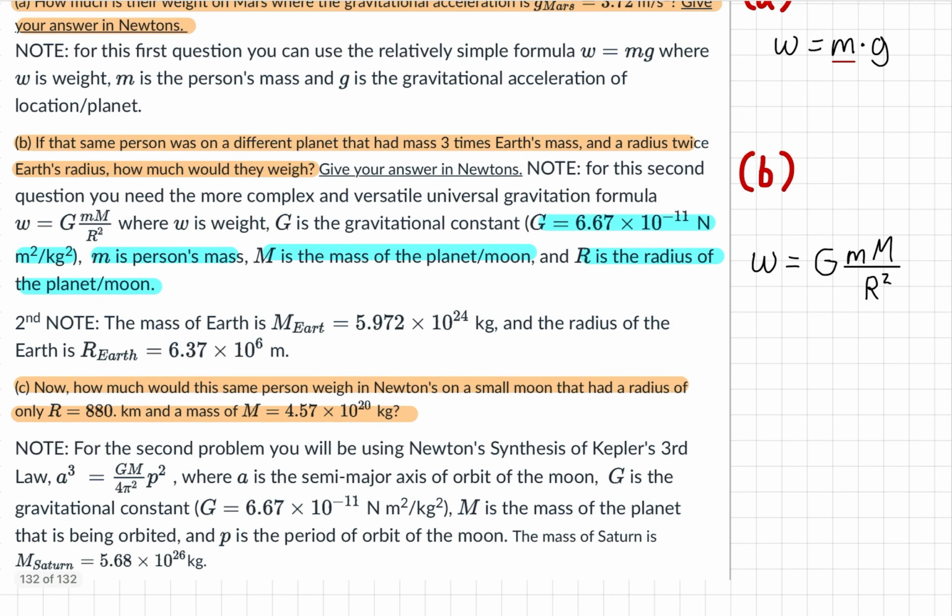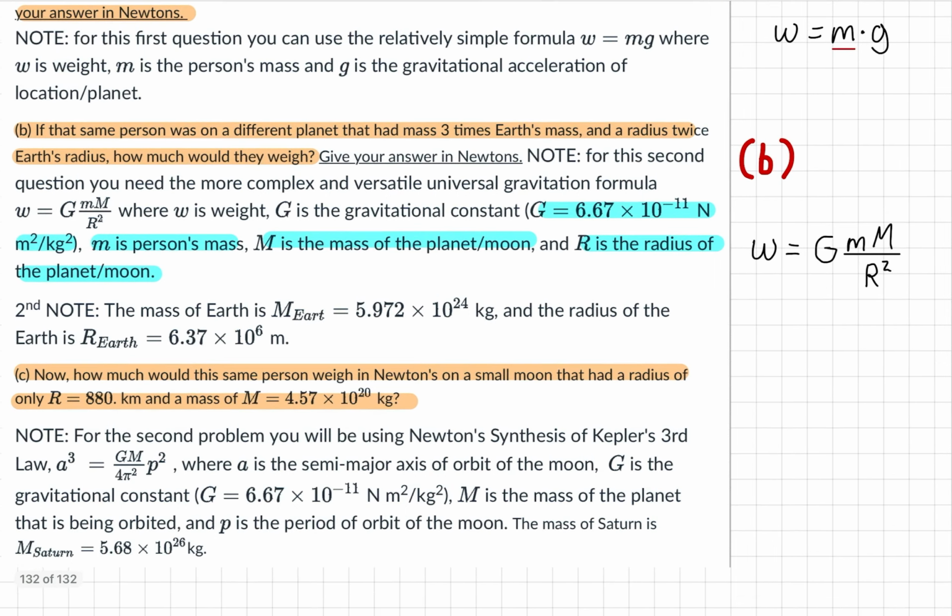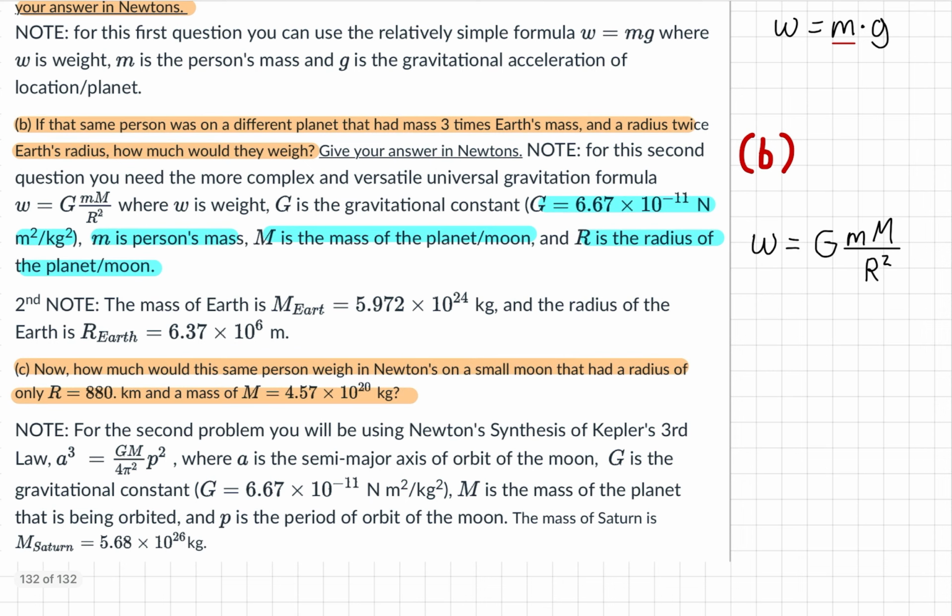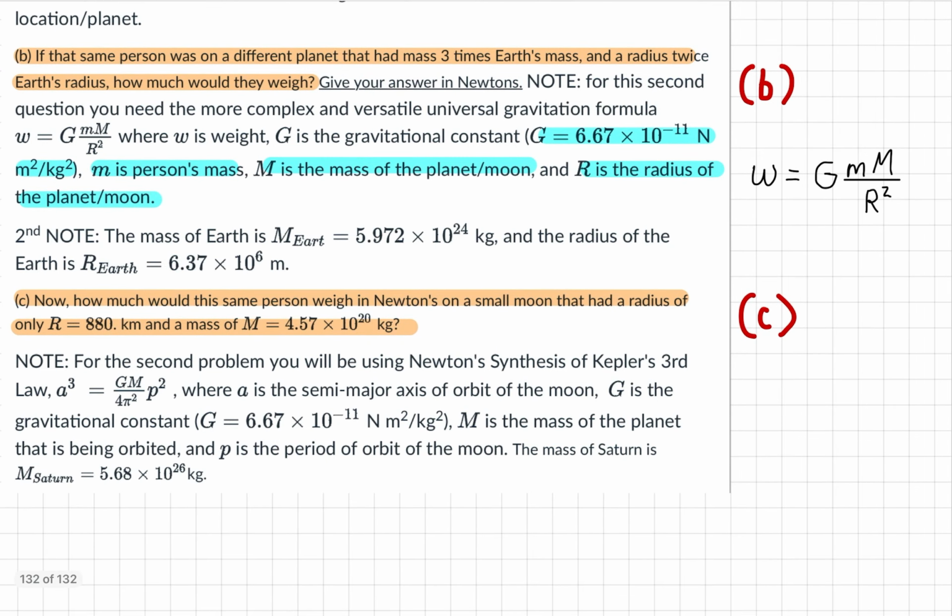Because the gravitational acceleration is an effect, not the cause, right? It's not the source. It's just something that happens as a side effect. All right, so moving on to our last part, part C. And then we just want to put down the one formula to use here.